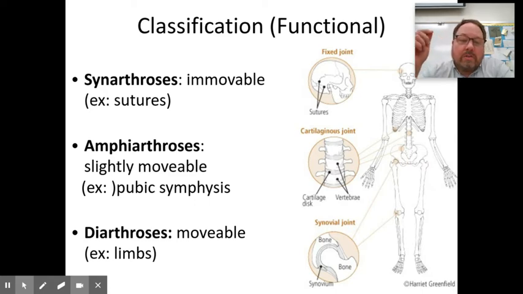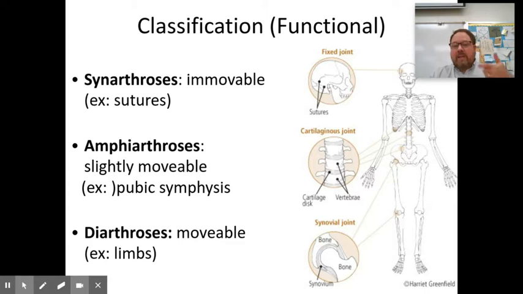Synarthroses. Arthro means joint, and syn means together. So with synarthrotic joints, the bones are basically fused together and they don't move. That's what we see in the sutures of the skull. So we have these individual bones, but they basically get stitched together by proteins and they are immovable. They're locked in place. It's a joint, but it's a joint that doesn't allow any sort of movement between the bones. So that is synarthrotic.